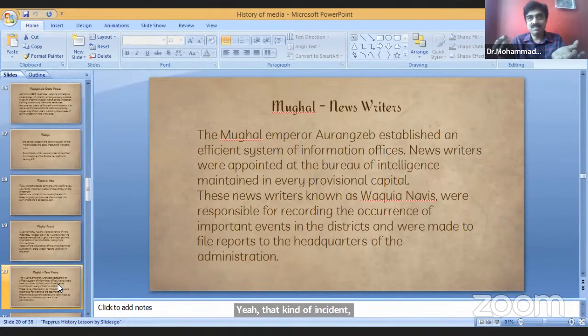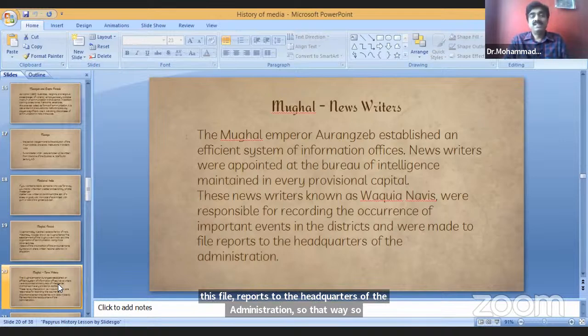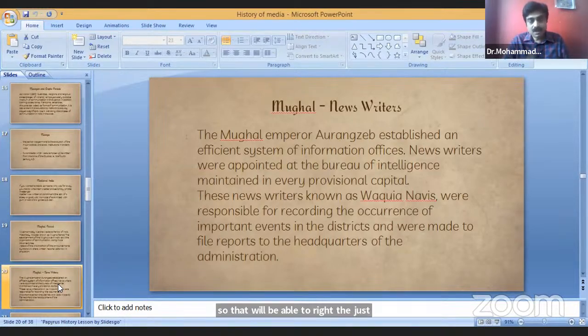What happened at the regional and provincial level, they would see and write the information in a particular format. Those responsible for recording the occurrence of important events in the districts were made to file reports to the headquarters of the administration. So the Vakya Navis would see the event and write the particular incidents in words, and whatever they wrote would be passed on to the headquarters of the administration.